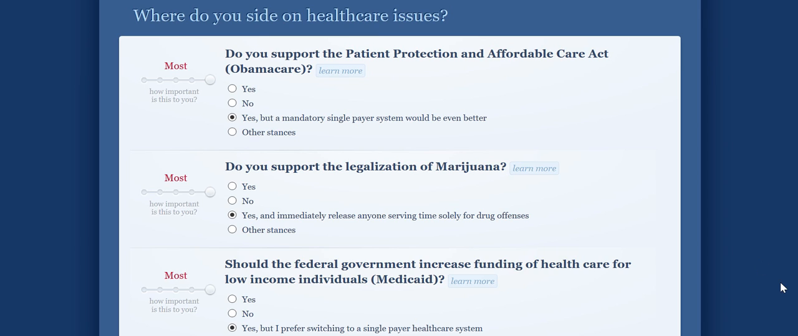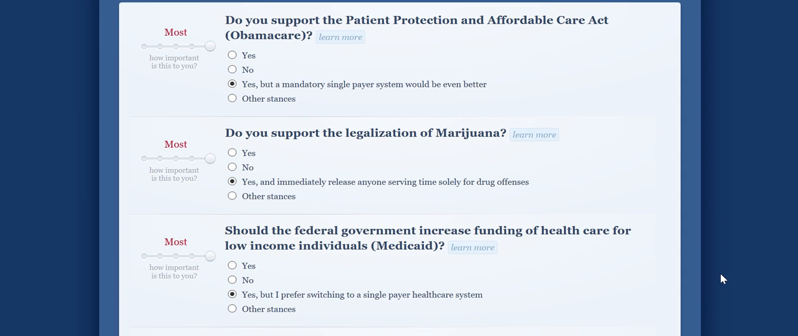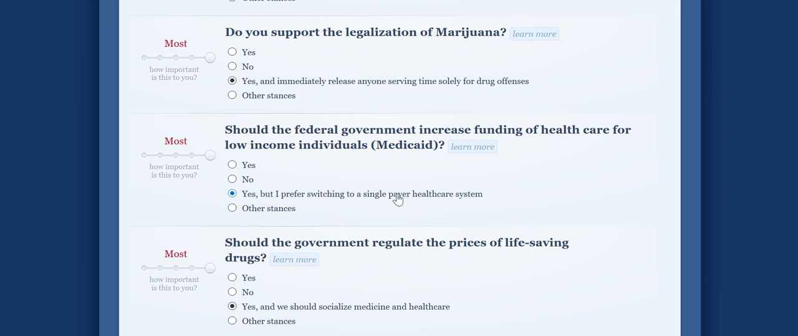Do you support the legalization of marijuana? I said yes, and immediately release anyone serving time solely for drug offenses. You guys know me. I'd go further. Legalize, tax, and regulate all drugs. Should the federal government increase funding on health care for low-income individuals? I said yes, but come on, single-payer system. Let's get to it. Boom, boom.